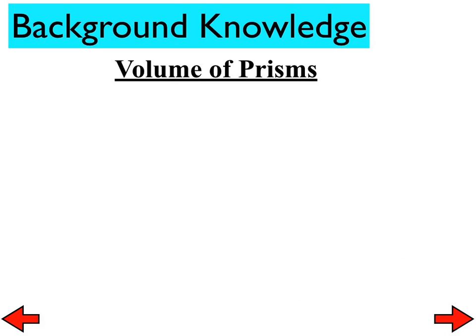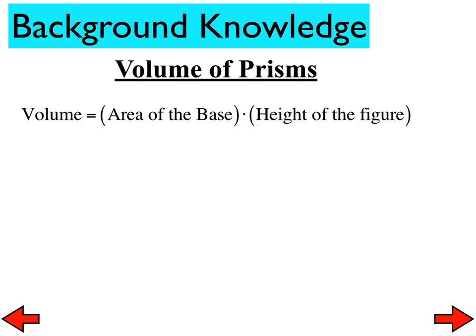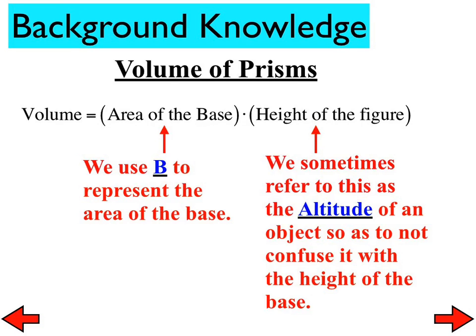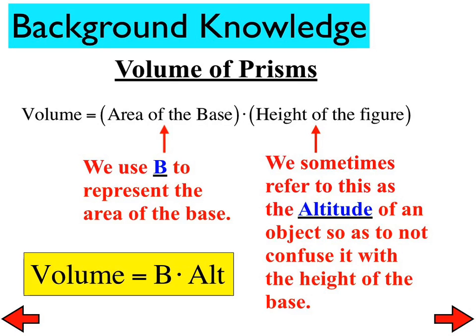So, a little bit of background knowledge. When we talked about finding the volume of a regular prism, in terms of the shapes that I just talked about, it's the area of the base times the height. We typically represent area of the base with the capital letter B, and the height we usually call the altitude, so as not to confuse it with the height of some other shape within whatever the prism happens to be.